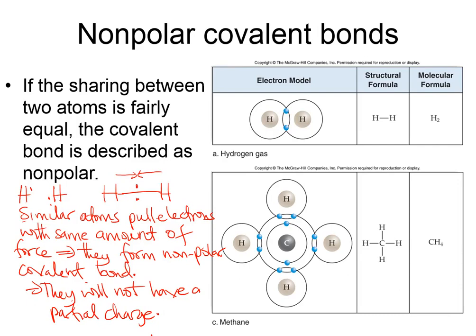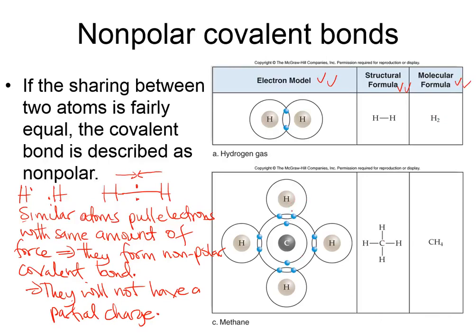Now, how do we represent them? This is a hydrogen molecule. We are representing it using an electron model. Where we indicate a stick is a structural formula, and where we just write the symbol and a number is a molecular formula. So let's take note of that.